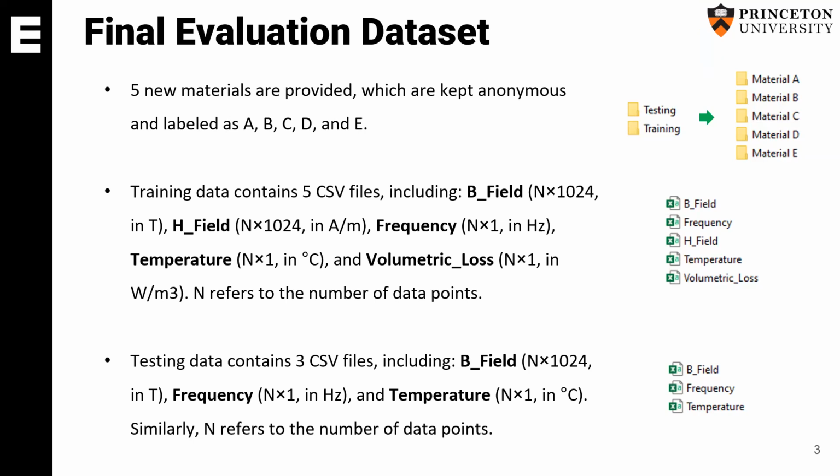You will only be required to provide the volumetric loss, and this will be predicted based on the 3 CSV files provided in the testing dataset: the B field, the frequency, and the temperature. Similarly here, n refers to the number of data points.